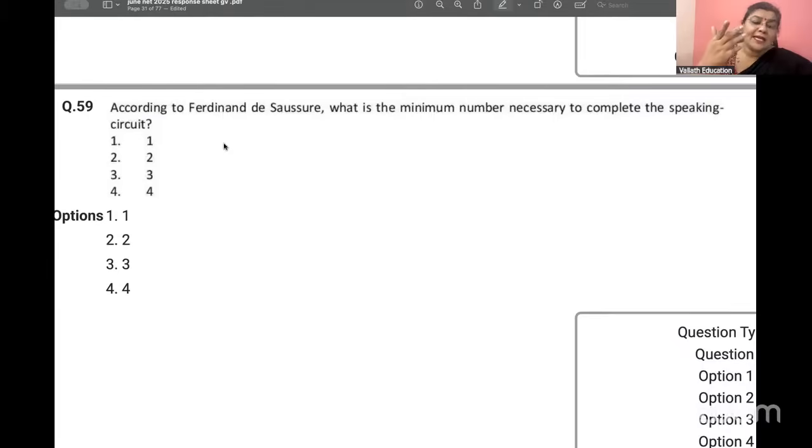Why do you want to think it is 3 or 4? Forget what Saussure thought. Think with your common sense. You don't know what Saussure thought. Okay, fine. Think with your common sense. Speaker and listener, two.